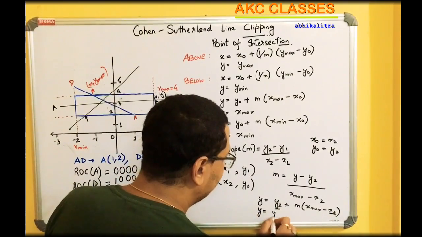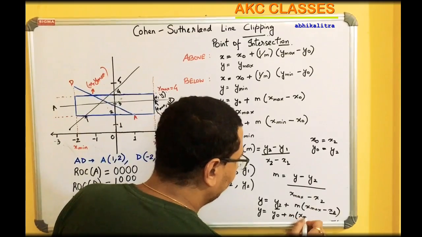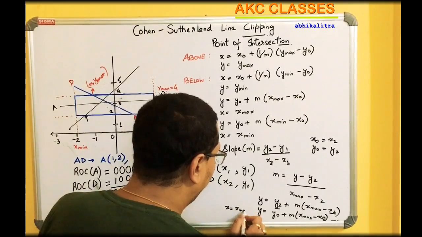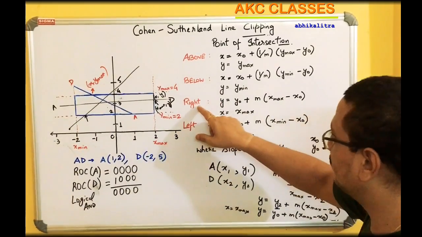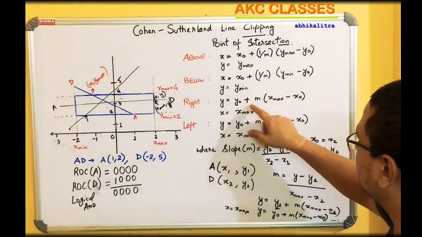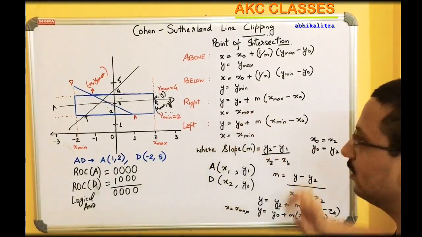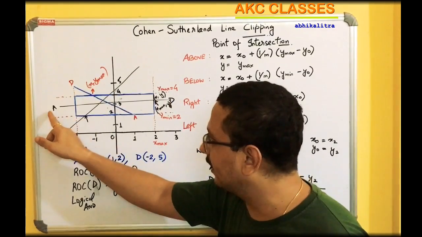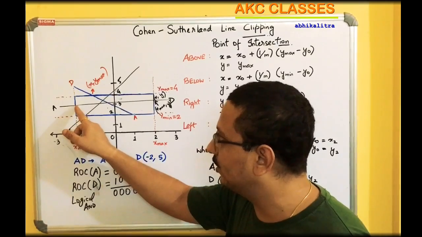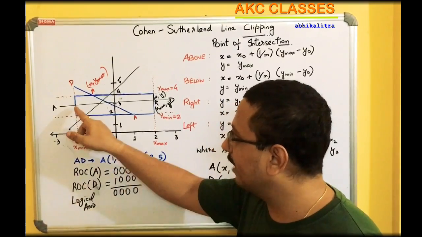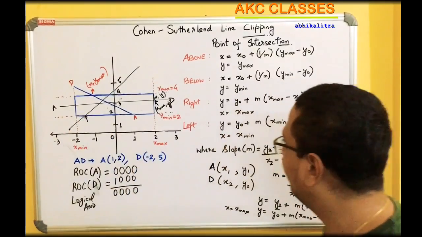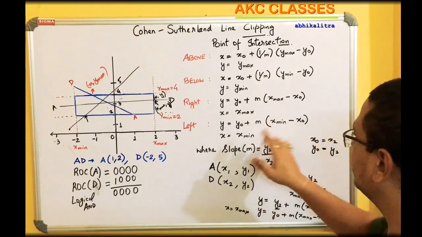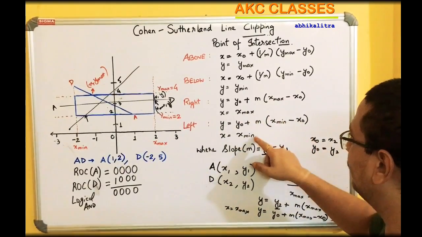So we will get y equals y0 plus m into x max minus x0, and the x value will be equal to x max. If you look at the right, it is y equals y0 plus m into x max minus x0, and x equals x max. In the case of the left also, you just have to replace x max, because in this particular case the x coordinate location will come down to x min, and we don't know the value of y. We have to calculate the value of y. So instead of x equals x max, we'll put x equals x min, and the remaining equation will be the same.